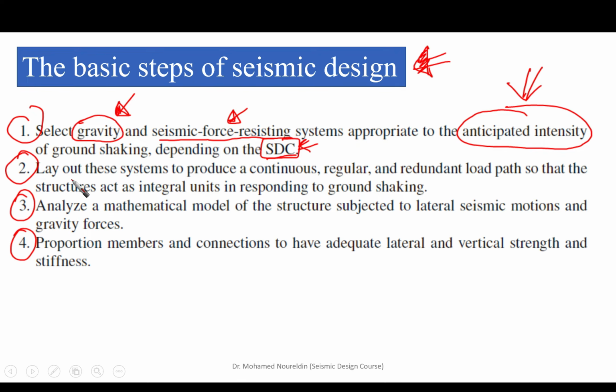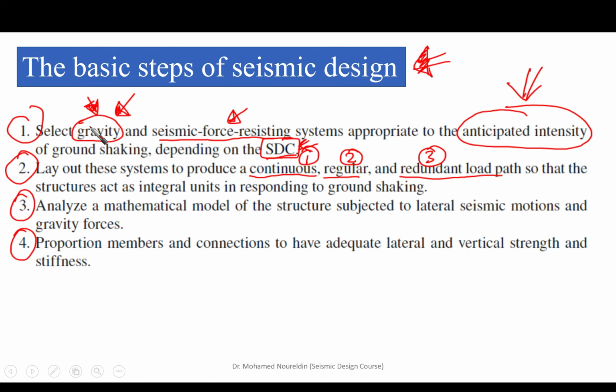Number 2, lay out these systems to produce a continuous, and this is a very, very important word, continuous, regular, and redundant load path. Again, continuous, regular, and redundant. What is the meaning of these 3 words? Continuous means that there is no interruption in the lateral load resisting system, or even for the gravity, it is common for the gravity actually to do so.